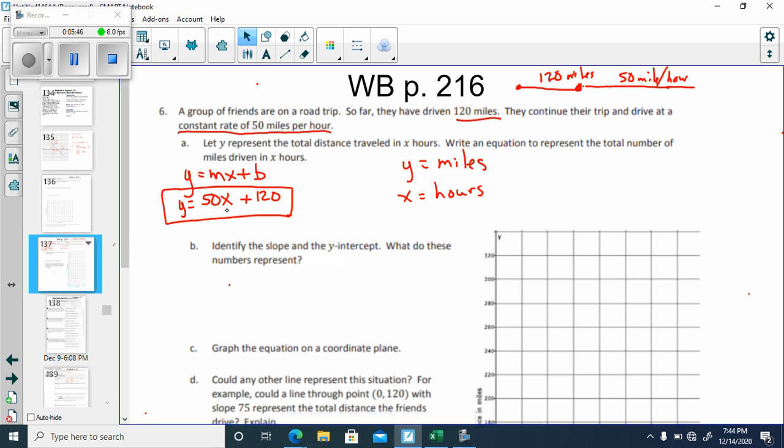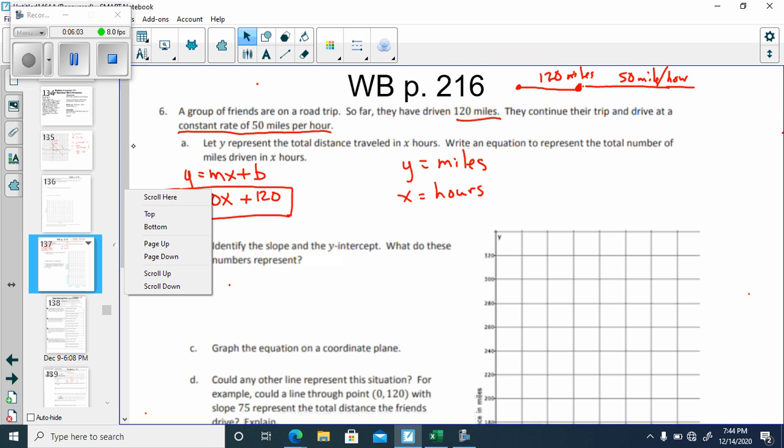What if I'd been going for 2 hours? Wouldn't I plug 2 in for the number of hours? 50 times 2 would be 100, plus 120 would be 220, right? And you can do that to figure out how far you'd gone after each number of hours, couldn't you?